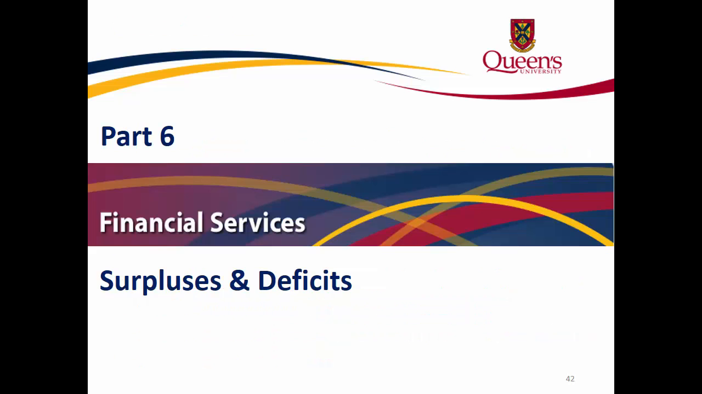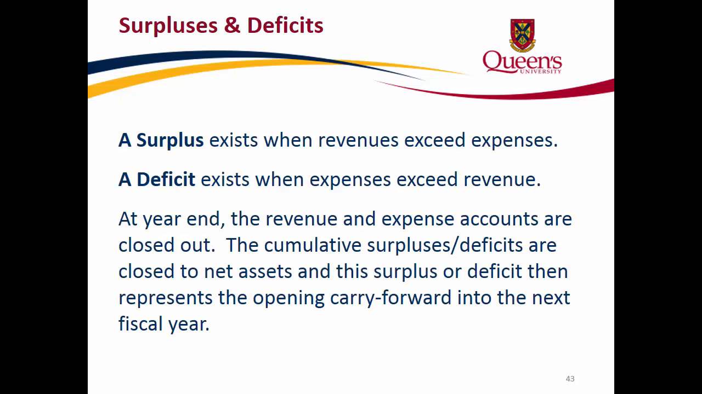Part 6. Surpluses and Deficits. A surplus exists when revenues exceed expenses. A deficit exists when expenses exceed revenue. At year-end, the revenue and expense accounts are closed out. The cumulative surpluses and deficits are closed to net assets, and this surplus or deficit then represents the opening carry forward into the next fiscal year.